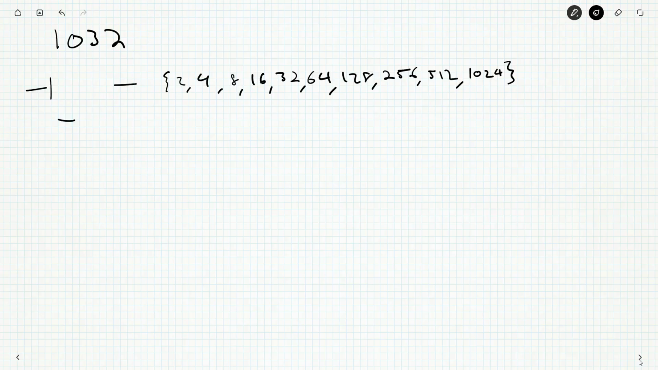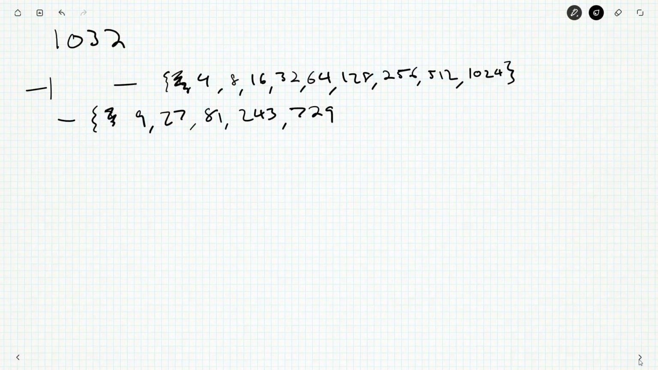Now powers of 3. We don't need 2 or 3 here. We need 9, 27, 81, 243, 729. So that's 3 to the 2, 3 to the 3, up through 3 to the 6. The next one would be 2187, so that's a no-go. Powers of 4 are already counted, so we are going to skip them.